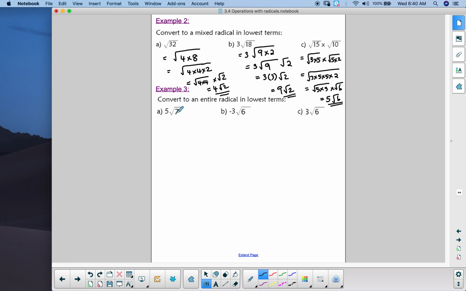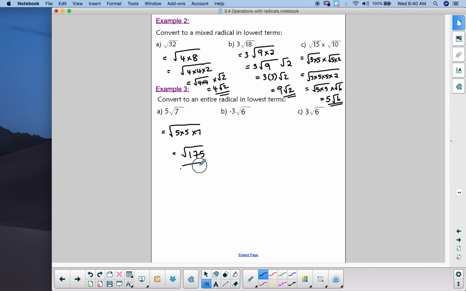And we're going to do now the other way around, which is we're going to go from a mixed radical to the entire radical. So let's rewrite, so we don't want any coefficients. See, all of these have coefficients outside. We don't want that. We want just an entire radical with the coefficient just being 1 outside. So we're going to rewrite the 5 as 5 times 5 under the radical times 7. So that this becomes square root of 175.